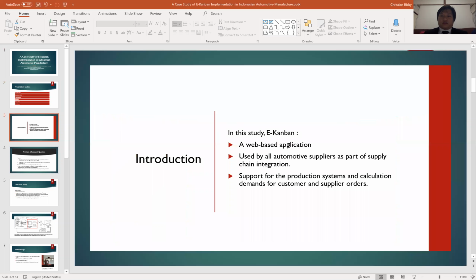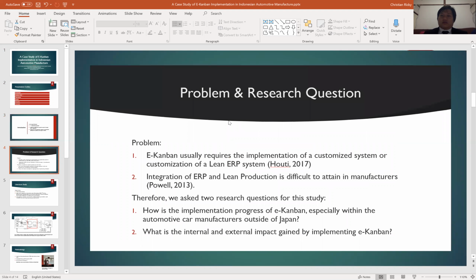At first, we start with what is E-Kanban. E-Kanban is a web-based application that is used by all automotive suppliers as part of supply chain integration. This E-Kanban also supports the production system and calculation of demands for customer and supplier orders. Basically, the problem with E-Kanban is how to do a customization of the system based on the linear P, and the second is it's very difficult to attain in a manufacturer.